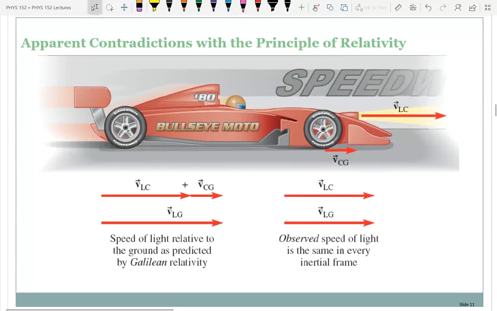So here is a more straightforward application because we know the answer. We have a race car. And this is actually what Einstein started out with.